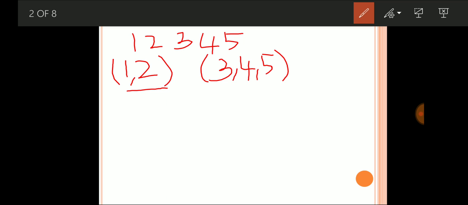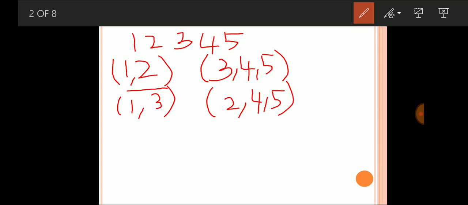Similarly, if I choose 1 and 3, I have another 3 numbers which are not chosen, that is 2, 4, 5. Exactly. So every time I choose 2 numbers here, I leave 3 numbers which are not selected. So those 3 numbers will act as another team.